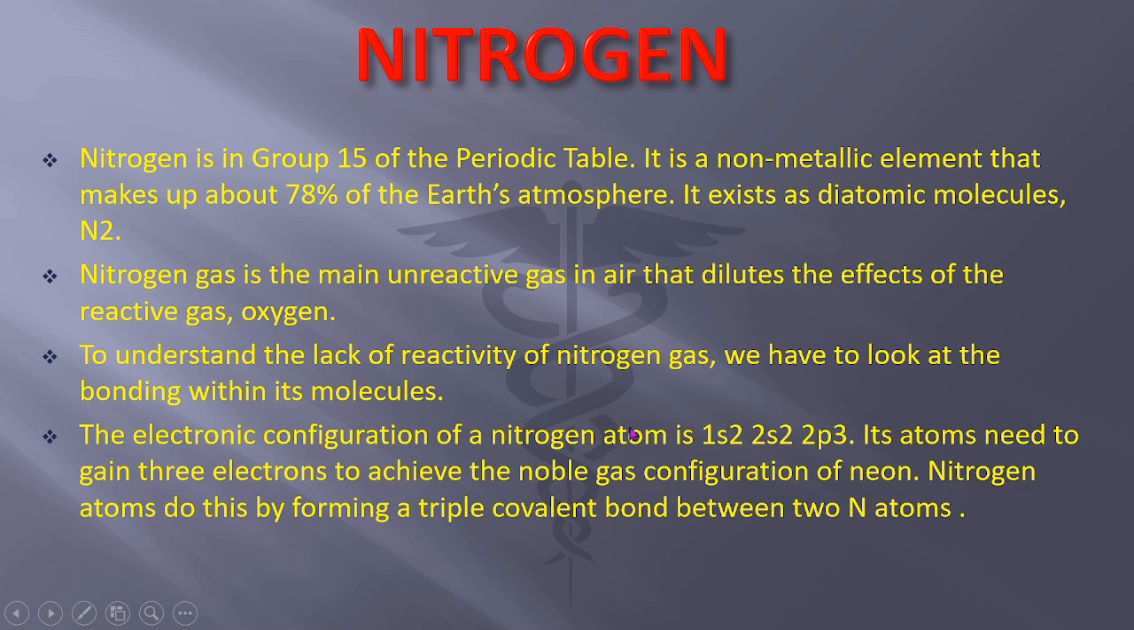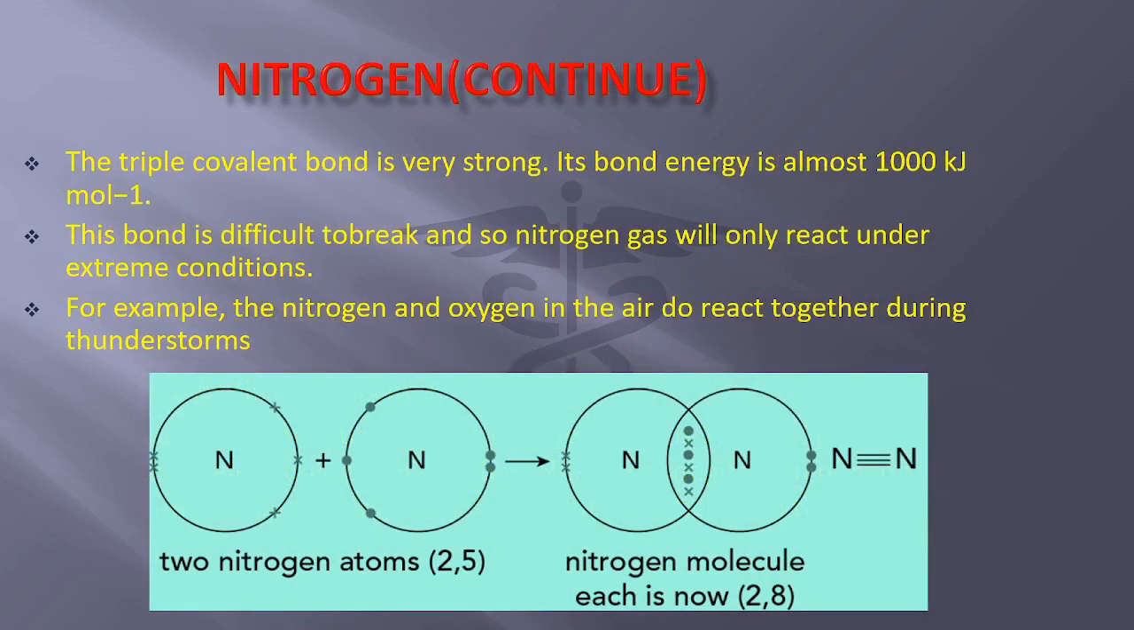To understand the lack of reactivity of nitrogen, we have to look at the bonding within its molecule. The electron configuration is 1s2 2s2 2p3. The atoms need to gain 3 electrons to achieve the noble gas configuration of neon. So the nitrogen atoms do this by forming a triple covalent bond between the two nitrogen atoms. Here you can see this is a triple covalent bond. Each nitrogen atom in fact contributes 3 electrons and makes N≡N as a nitrogen molecule.